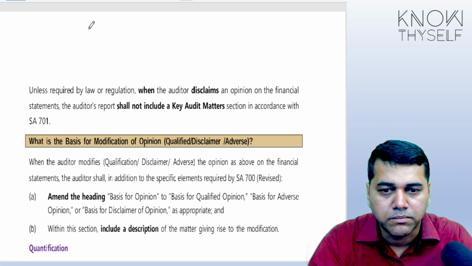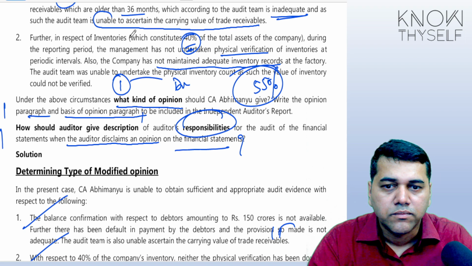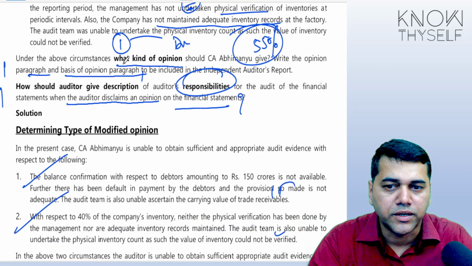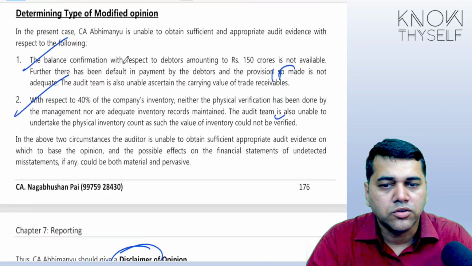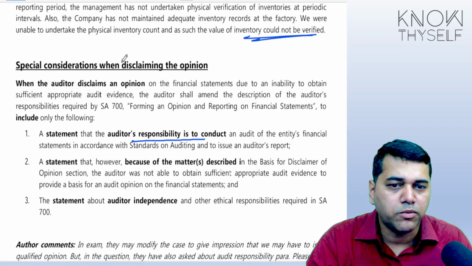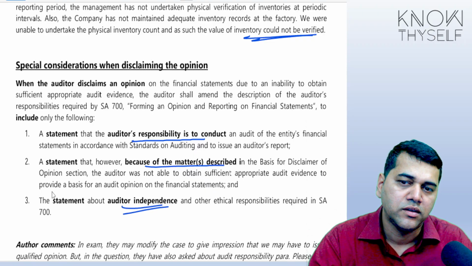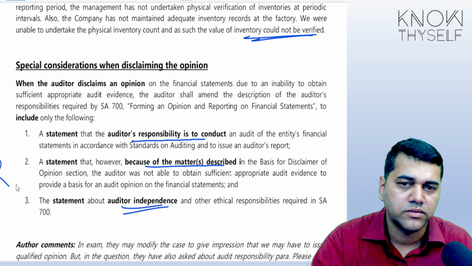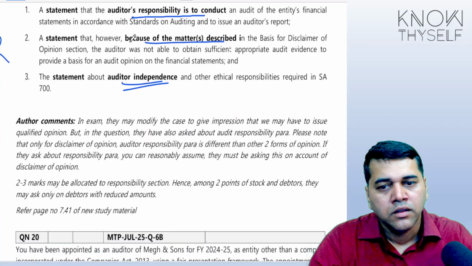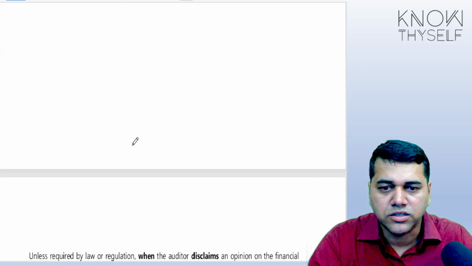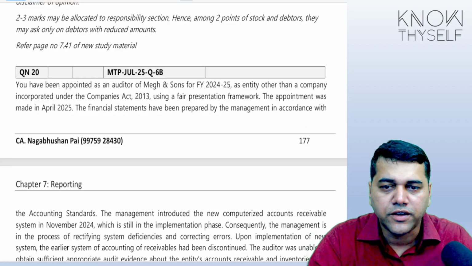Somewhere later will come in the basis of qualified opinion. So there we have to tell that our responsibility is to conduct the audit. Because of the matters we are not able to do and we are independent. So this may fetch you maybe 2 marks. Yes. So the next question, you have got a July 25.